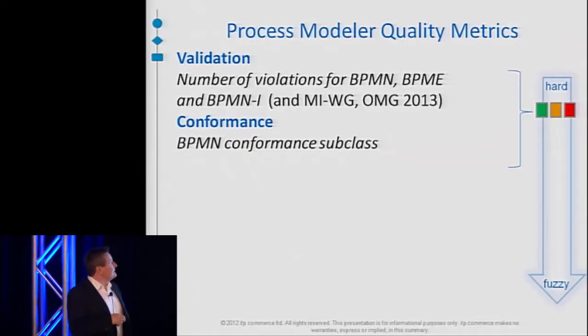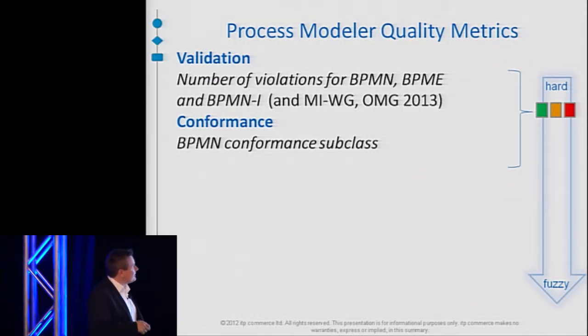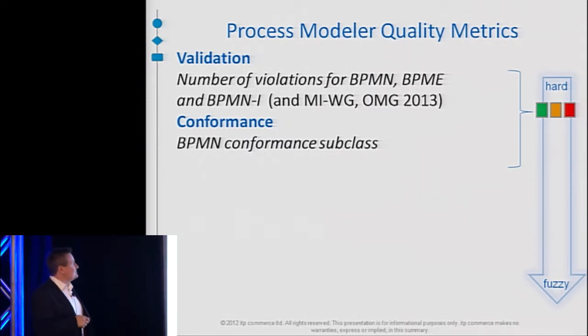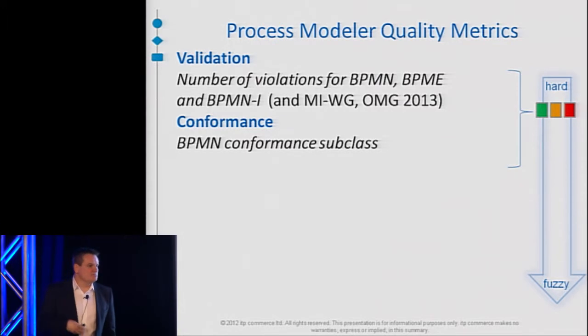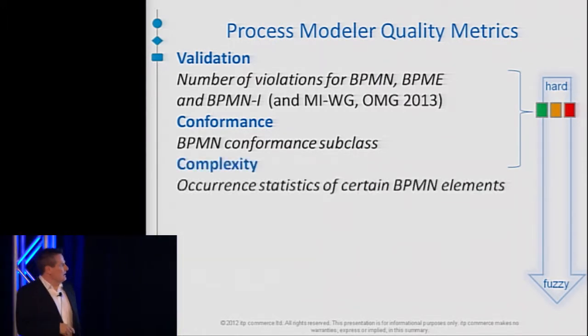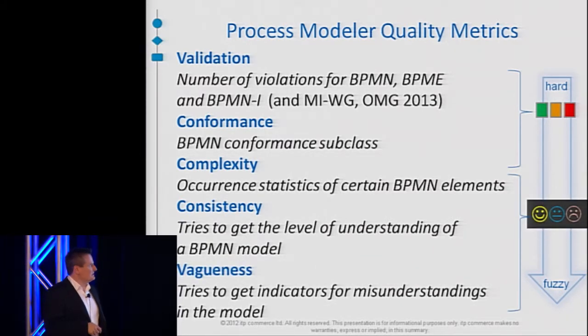And the fuzzy ones are probably more difficult to define. So the easy ones are the violations. So we can count the violations in the BPMN. We can count the violations against such specifications. The conformance, it's not too hard to show: is this model conform to an analytical model or not? The more fuzzy thing is probably the complexity.